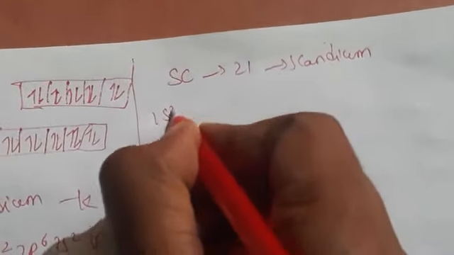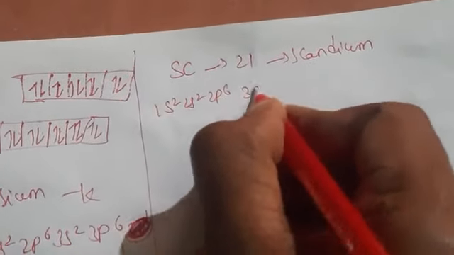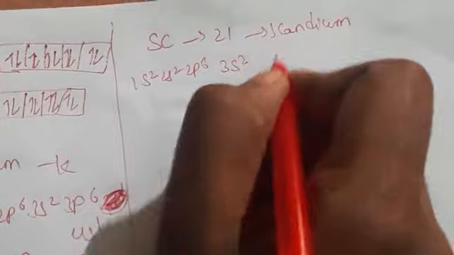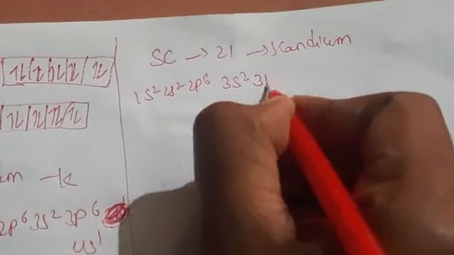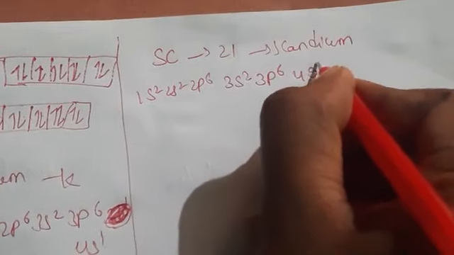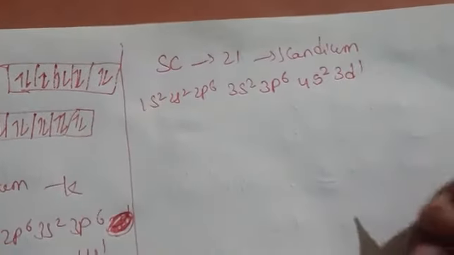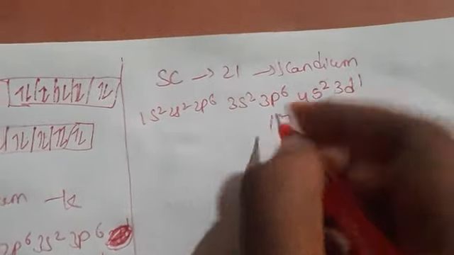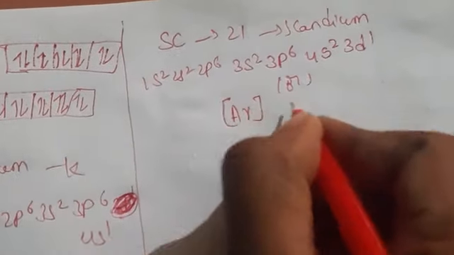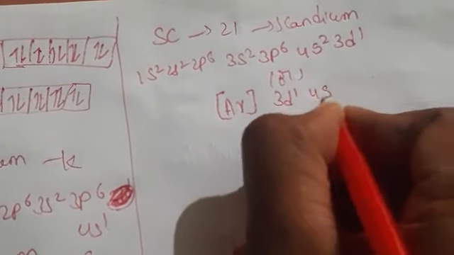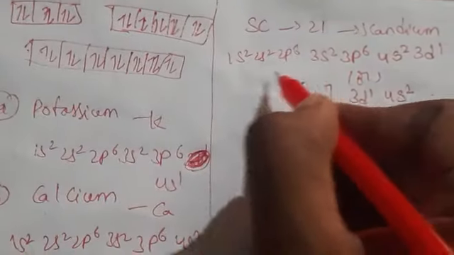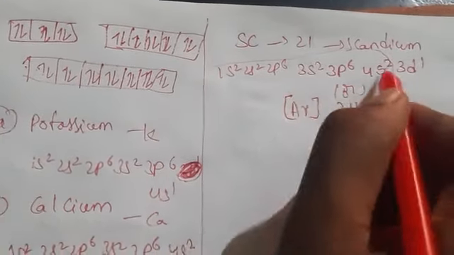So we can write 1s2, 2s2, 2p6, 3s2. Here this is a d block element, so we are going to write 3p6, 4s2, 3d1. Or we can write it using the inert gas element argon, argon 3d1, 4s2. What is the argon atomic number? As we have seen, 18. So we can simply mention these 18 elements as argon.